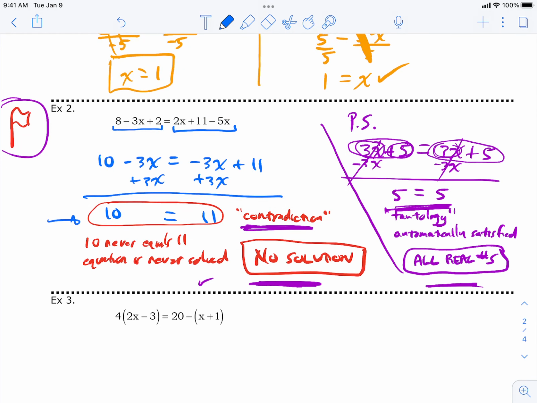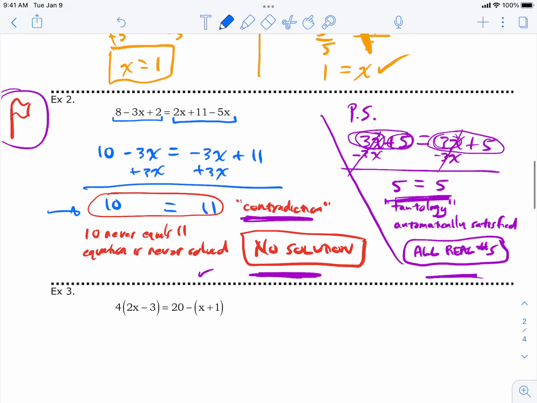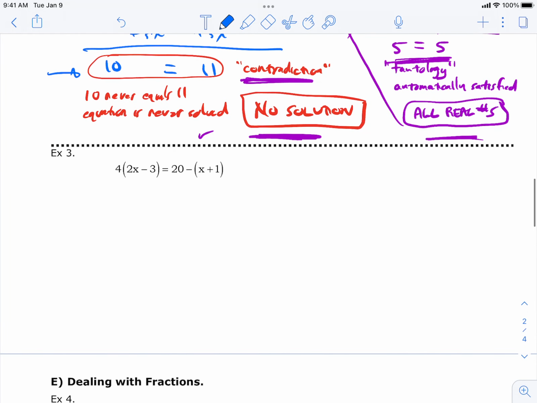Getting back to our main mission, which was to use this 4-step plan to solve equations. Here's one where we can use the 4-step plan. Remember, step 1 is to get rid of any parentheses, and this time we do have parentheses, so I'm going to be distributing 4 times 2x, 4 times negative 3, so that's an 8x minus a 12. Over here I got a 20, and remember, this is kind of like having a minus 1 in front. This negative distributes as well. I got a negative x and a negative 1, right? Because a negative 1 times a 1 is a negative 1. So that's the get rid of parentheses step.